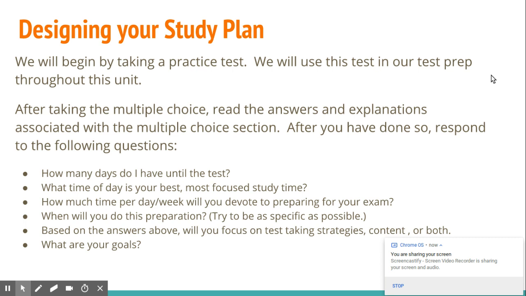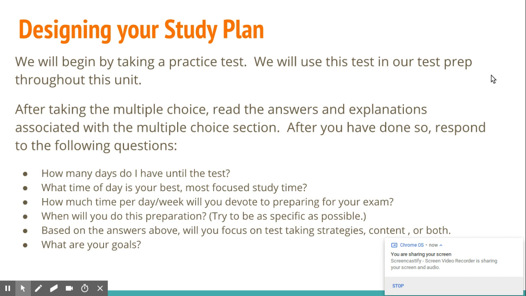So we took our diagnostic test. We are going to use that test in our test prep. We're also going to have another practice test that's going to help us along the way. After you read the multiple choice, read the answers, read the explanations, try to figure out what sort of big ticket items, where your strengths are, where your weaknesses lie, and ask yourself some questions.